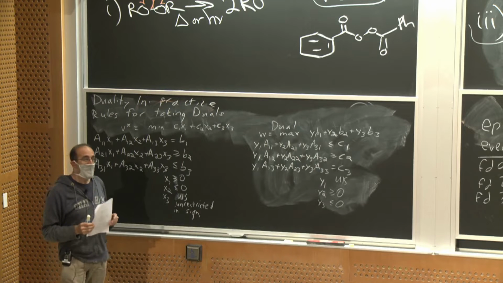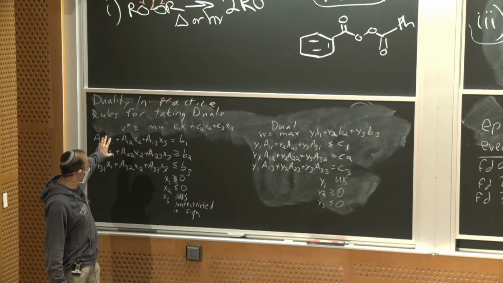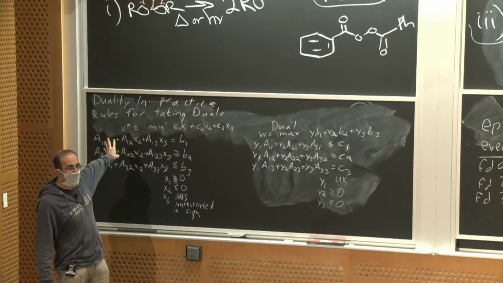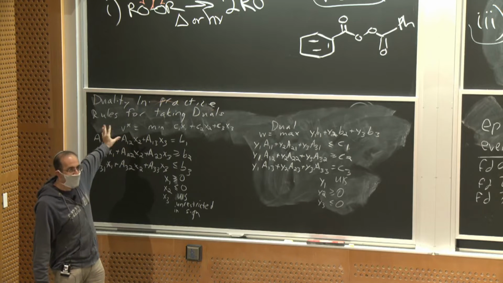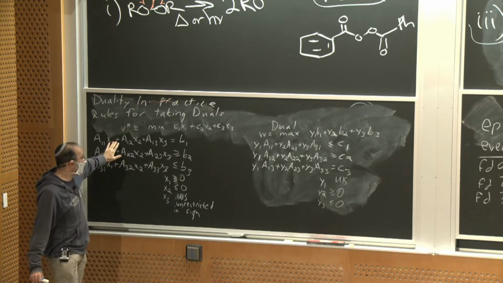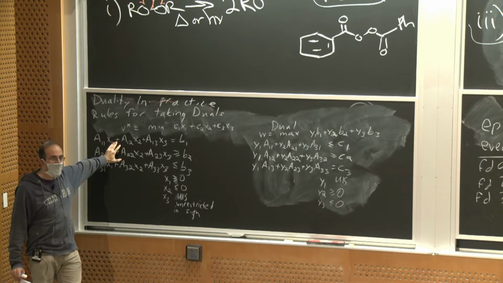Now, remember that our matrix was a matrix of constraints by variables. So in the primal, each row was a constraint.